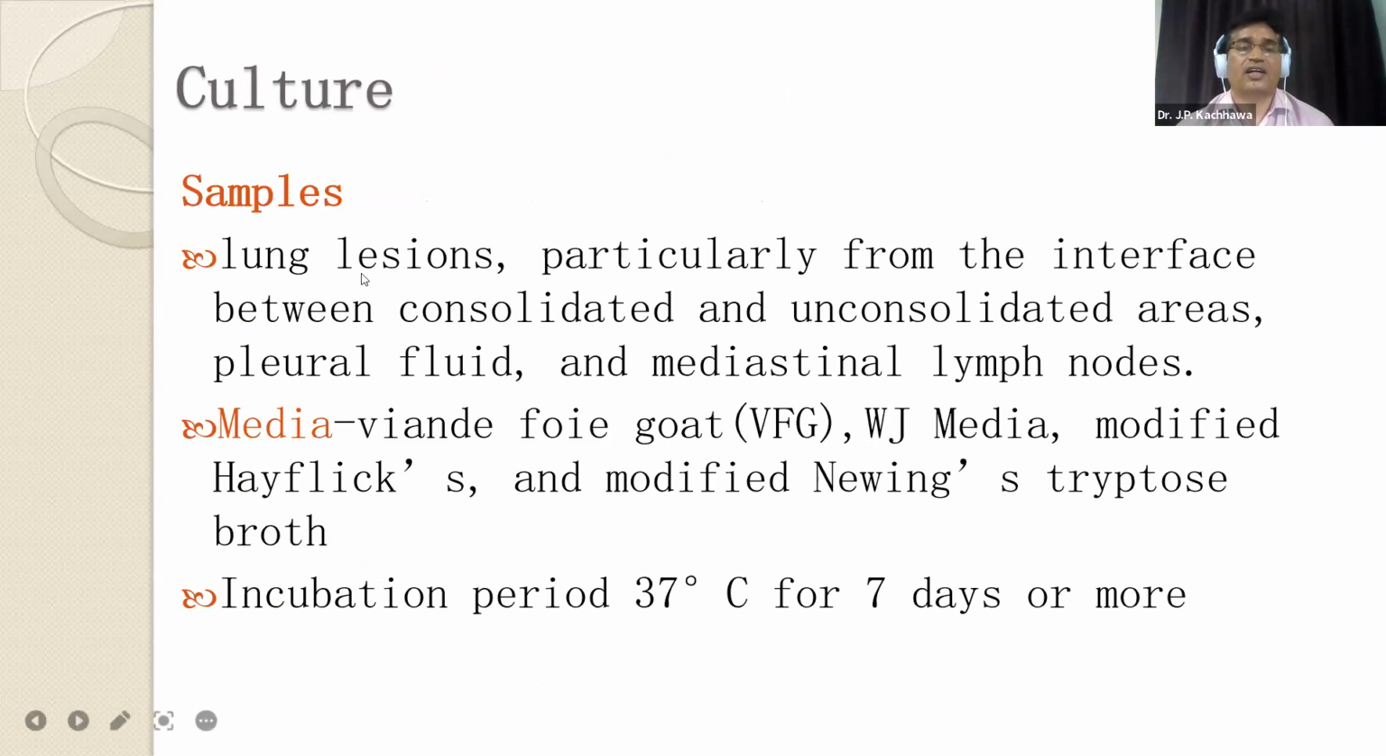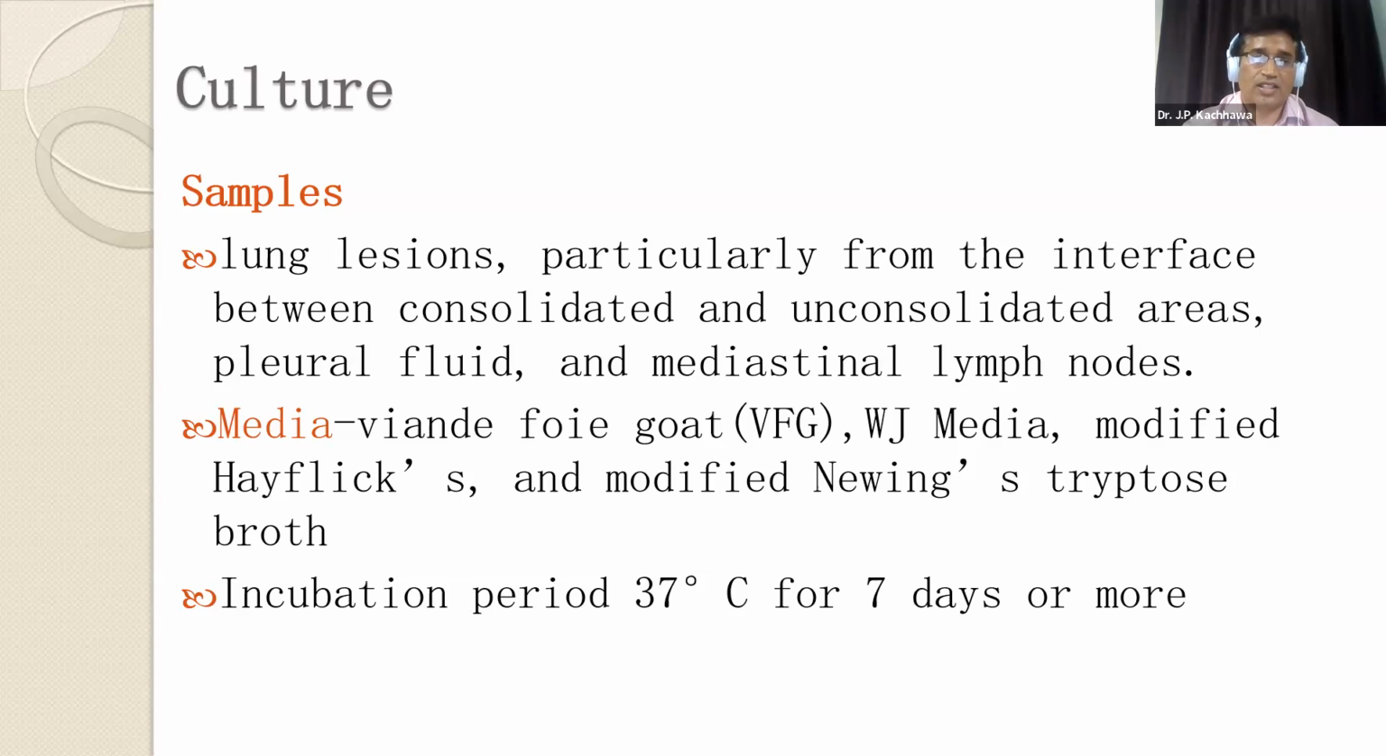The other way for the confirmatory diagnosis is the cultural examination. For the cultural examination, we have to take samples from the lesions of the lungs. Particularly, we have to take the samples from where the consolidated and unconsolidated areas meet. We can also take samples from the pleural fluid and mediastinal lymph node.